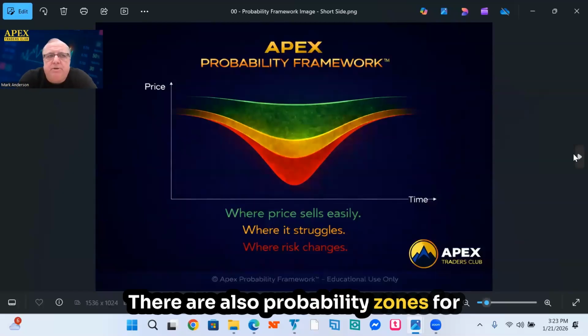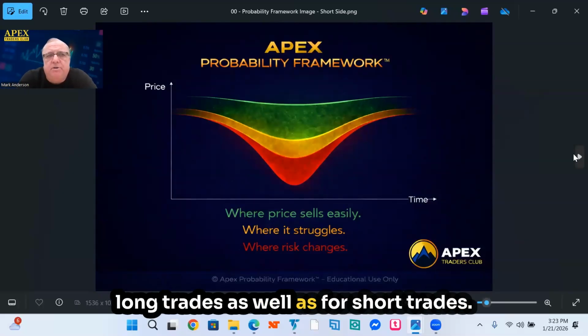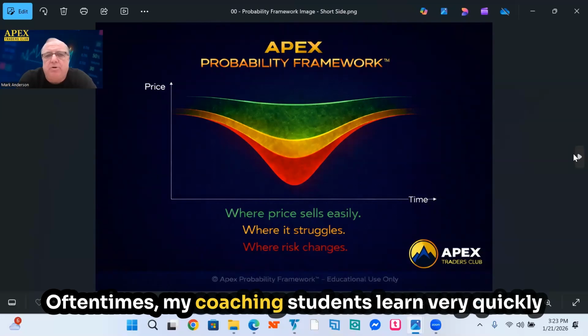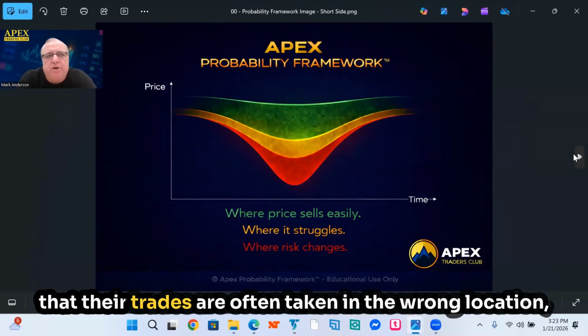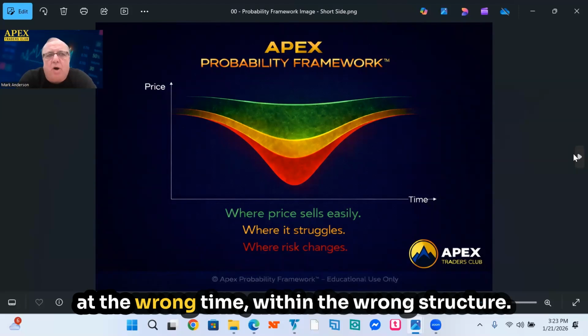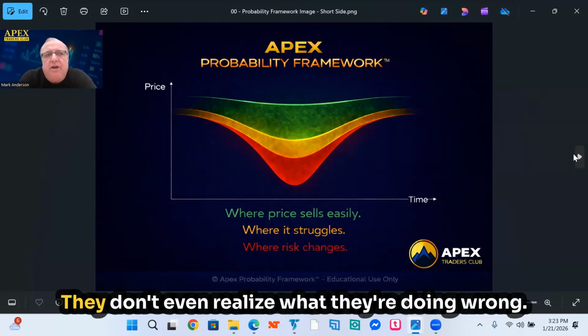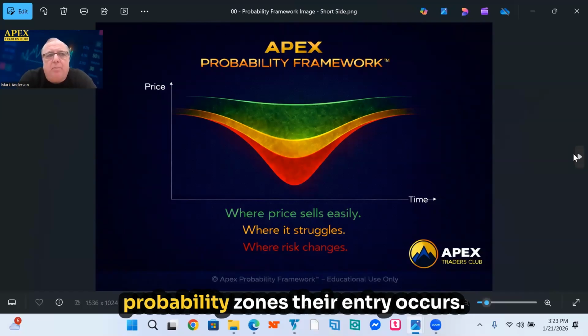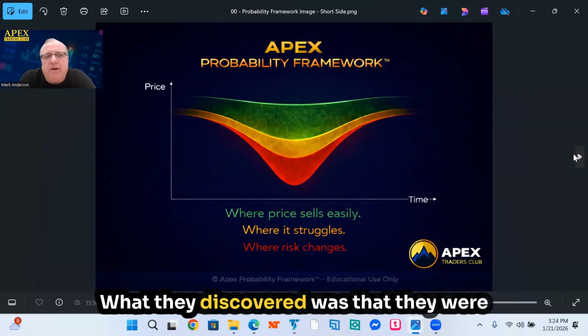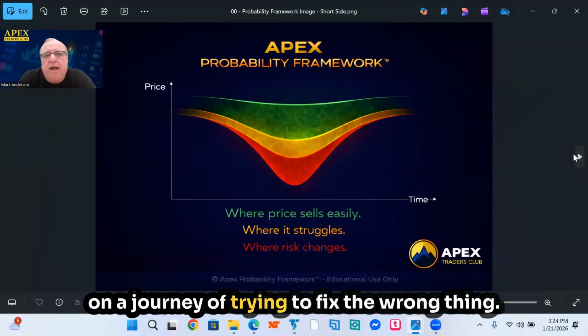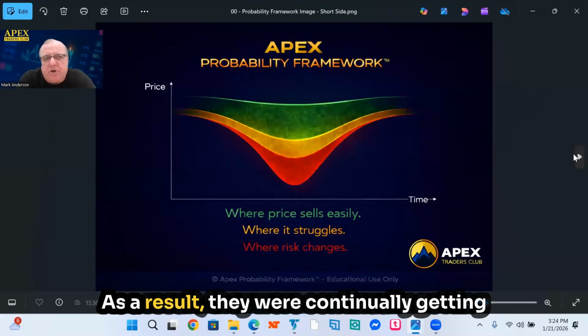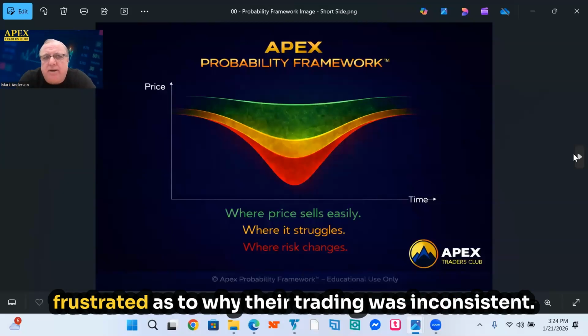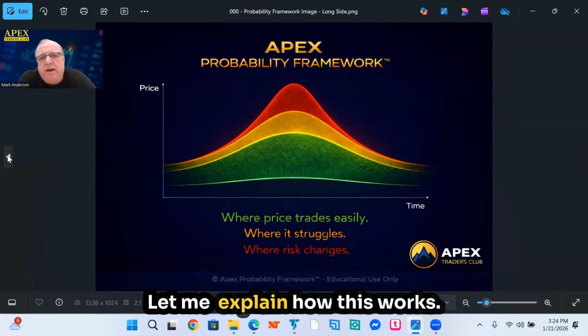There are also probability zones for long trades as well as for short trades. Oftentimes, my coaching students learn very quickly that their trades are often taken in the wrong location, at the wrong time, within the wrong structure. They don't even realize what they're doing wrong. It's not their entry, but it's where in the probability zones their entry occurs. What they discovered was that they were on a journey of trying to fix the wrong thing. As a result, they were continually getting frustrated as to why their trading was inconsistent because they were trying to fix the wrong area. Let me explain how this works.